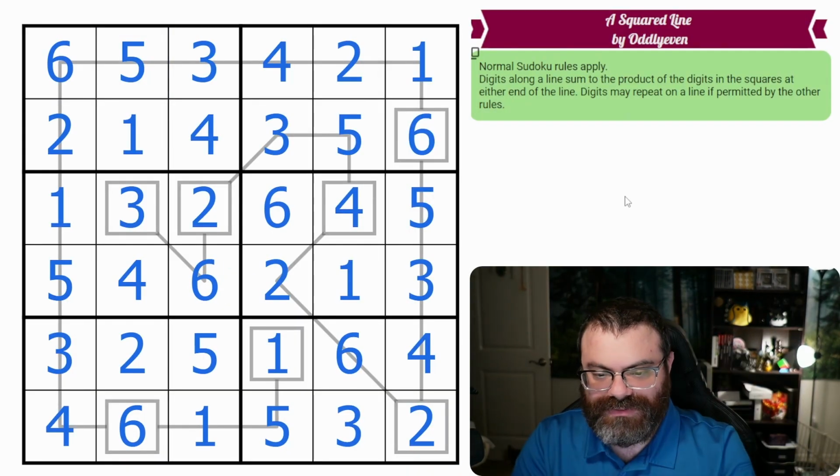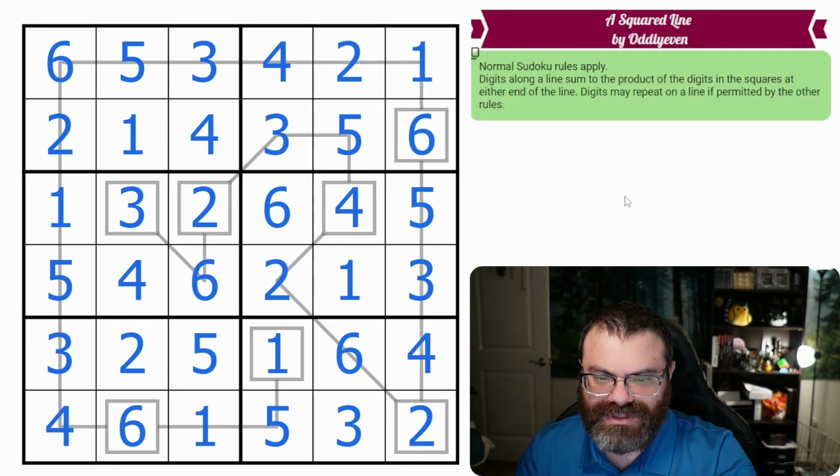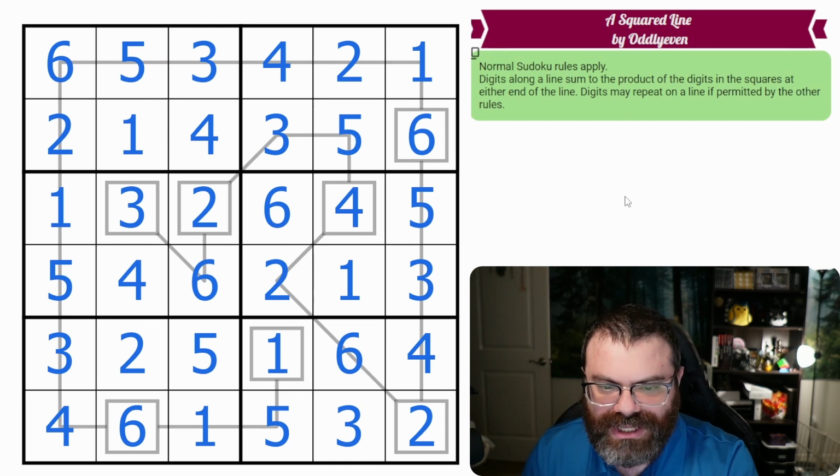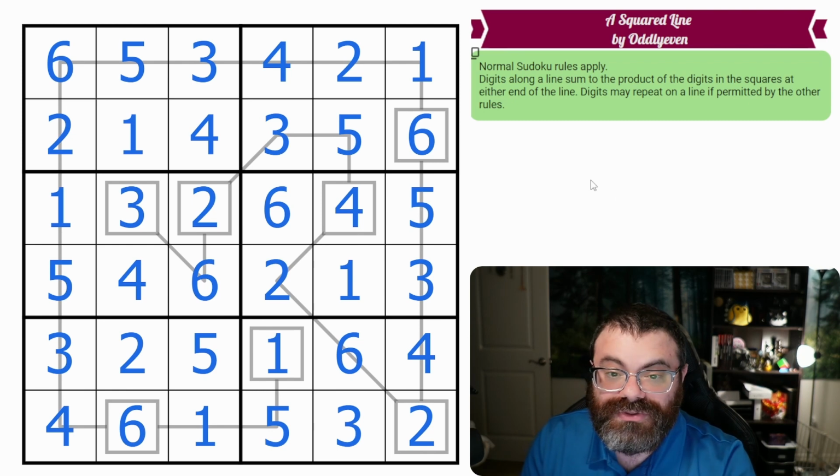Well, thanks, Oddlyeven. That was a really cool puzzle. I don't think I've seen this constraint before, but you really walked us through how to think about it, which I quite enjoyed. I hope you enjoyed this as well.